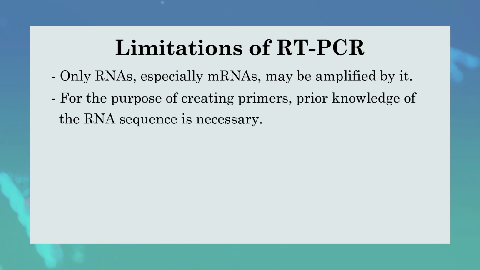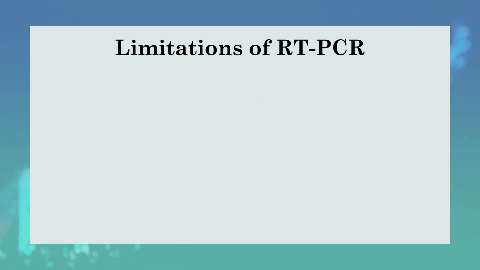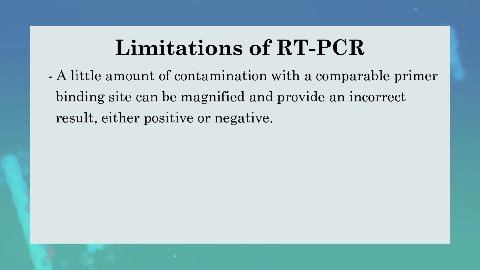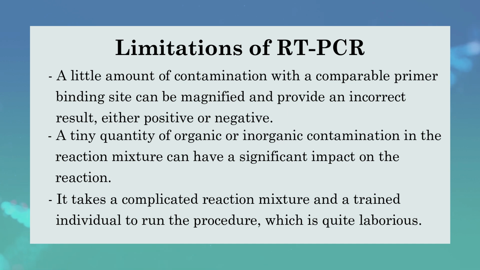For the purpose of creating primers, prior knowledge of RNA sequence is necessary. Because the system depends on enzymes and operates at a specific temperature, even a little variation in reaction temperature will reduce the enzyme's effectiveness. Therefore, a stringent system of temperature regulation is needed. A little amount of contamination with a comparable primer binding site can be magnified and produce an incorrect result, either positive or negative. A tiny quantity of organic or inorganic contamination in the reaction mixture can have a significant impact on the reaction. It takes a complicated reaction mixture and a trained individual to run the procedure, which is quite laborious.